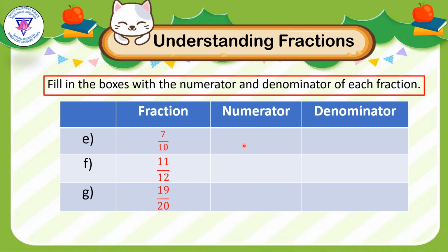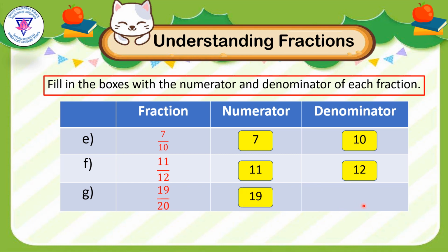So letter E, we have 7 and 10, 11 and 12, 19 and 20. So that is the activity number 1.